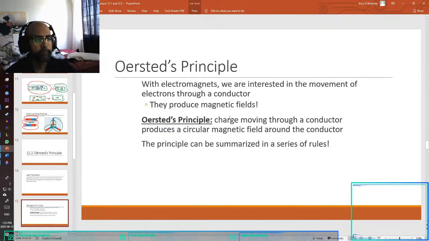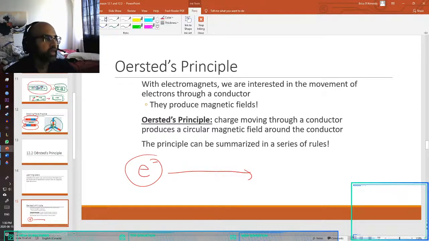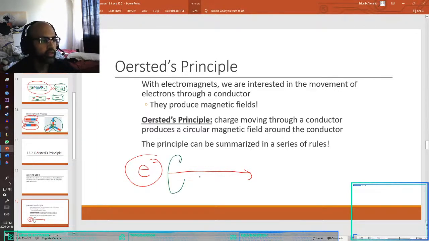Oersted's principle is a charge moving through a conductor produces a circular magnetic field around the conductor. Whoa. Okay. So not only when electrons flow through a circuit are they able to transfer electrical energy to the different components of that circuit, but as they do so, they create a magnetic field around the wire, around the way they travel. Kind of weird. If we have an electron just traveling this way, it's going to create a magnetic field, with those field lines this way.